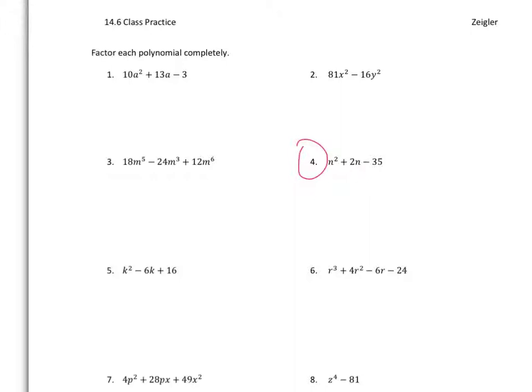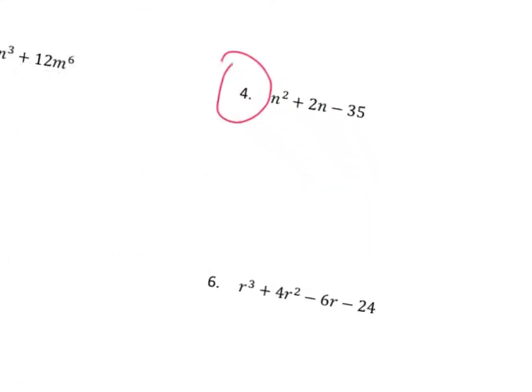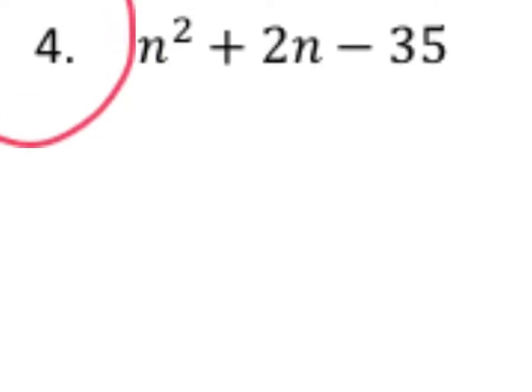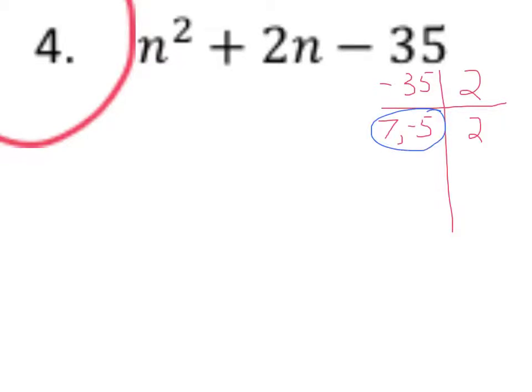Okay, so let's look at number 4. We want two numbers that multiply together to give us negative 35 and add together to give us 2. So see if you can find those numbers. Okay, the numbers that are correct are 7 and negative 5. They multiply to negative 35 and add to 2. So what do you do next? Go ahead and factor this trinomial.